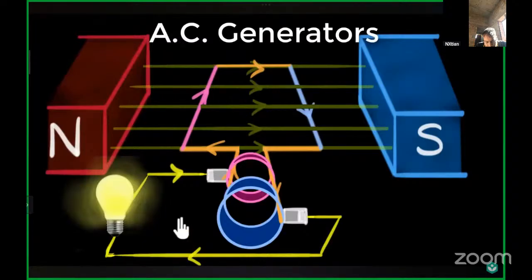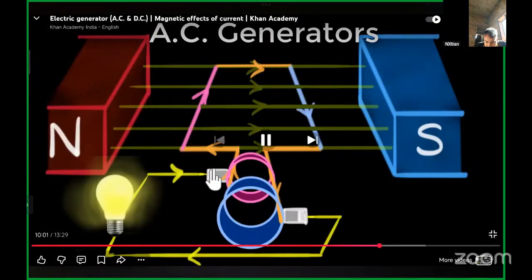Finally, what if we want to build a DC generator, where we don't want the current direction to change? We want it to remain the same throughout.